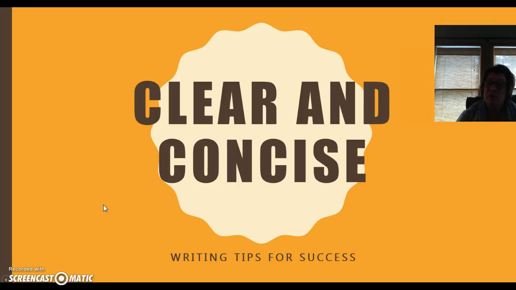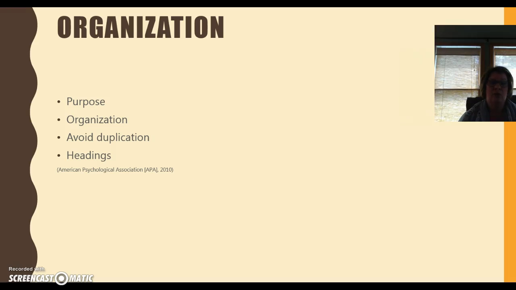Hi everyone. We're going to go ahead and get started and go through Chapter 3 of your APA manual. And the focus is on writing a clear and concise document. So let's go ahead and get started. We're going to start out with the overall organization of your composition.